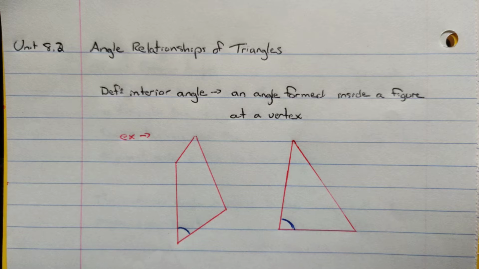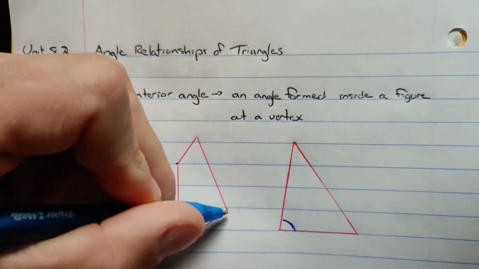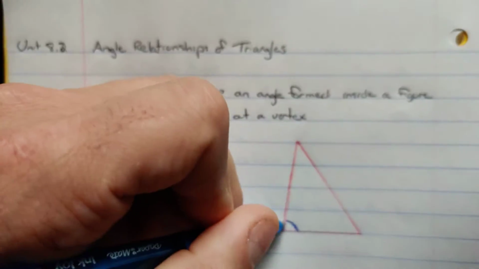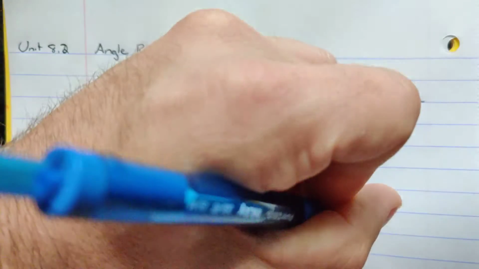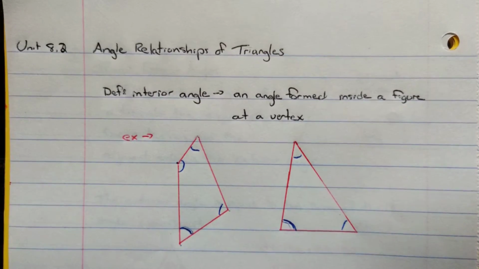So some definitions. Interior angles. That's an angle formed inside a figure at a vertex. So the vertex are these corners. So any of the corners, these angles formed inside. Okay. This would also be an interior angle here, here, here, here, and here. Those are all interior angles.